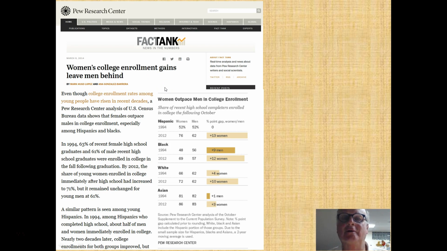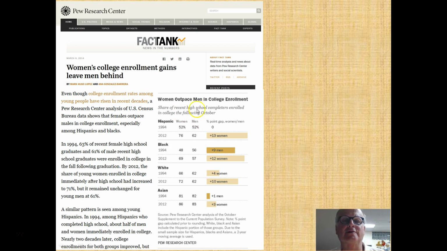And you may have noticed this in your own college careers, that there are more women students now than there are men, and that this has been increasing over time. As you can see down here, for white women, in 1994, 66% of college students were women. Now it's 72%. Okay. For men, it stayed roughly about the same. Women have increased and men have shrunk a little bit.